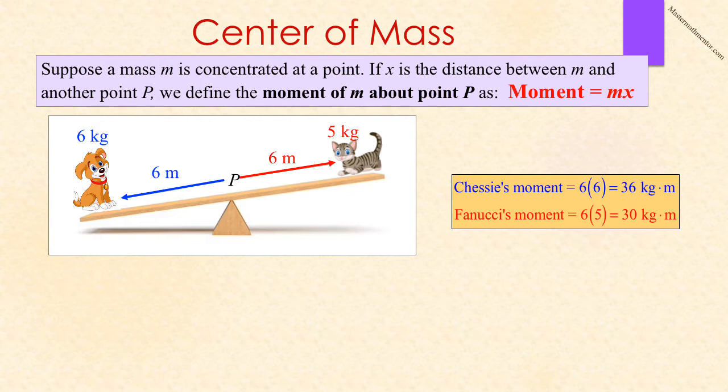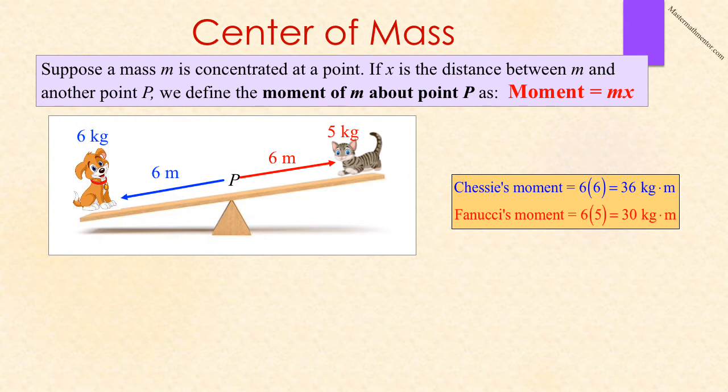The seesaw would rotate counterclockwise, moving Chessie down and Finucci up. This occurs because the moment produced by Chessie is greater than the moment produced by Finucci. Chessie's moment is 6 times 6, which is 36 kilogram meters, and Finucci's moment is 5 times 6, or 30 kilogram meters. To balance the seesaw, the two moments must be equal.